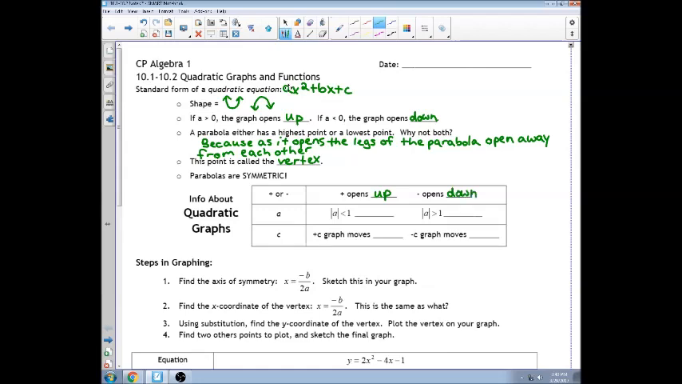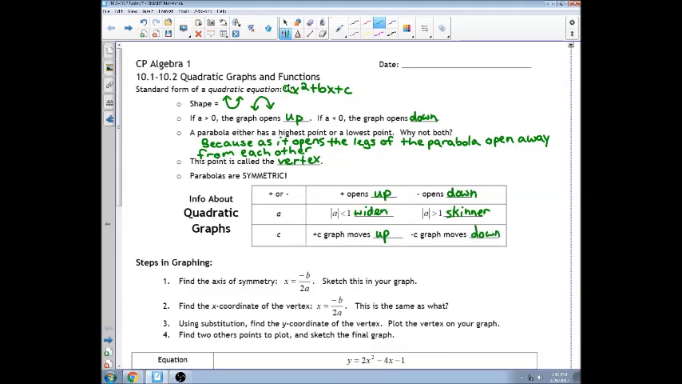If the absolute value of a is less than 1, which means that it is a decimal or a fraction that is smaller than 1, then the graph is going to widen, or it's going to crush our graph down a little bit. If the absolute value of a is greater than 1, then it's going to make it skinnier, or it's going to stretch our graph. Positive c moves our graph up, and a negative c moves our graph down.